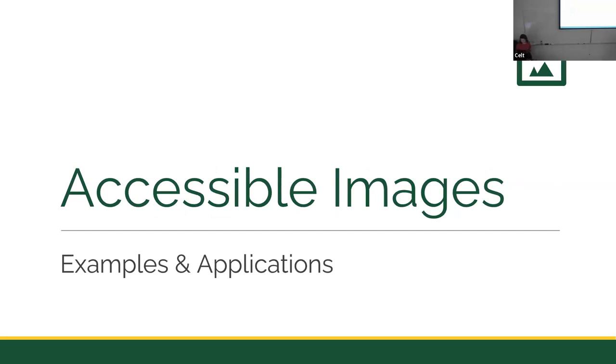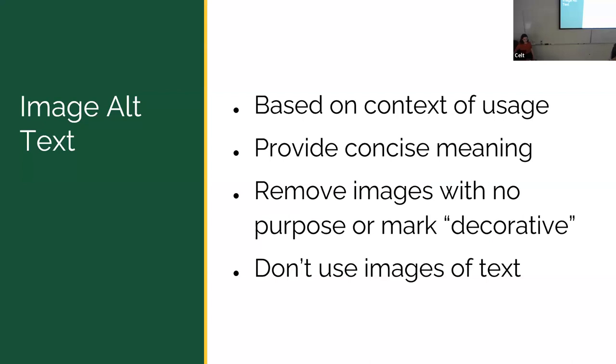Okay. So we'll talk about accessible images, first of all. Image alt text can be a very gray area. The meaning of the alt text can change based on the context that the image is being used in. So again, you want to provide very concise meaning. You don't necessarily need to describe exactly what is happening in the picture, but what is the purpose of that particular element? Why is it there? What are you trying to portray to the audience?